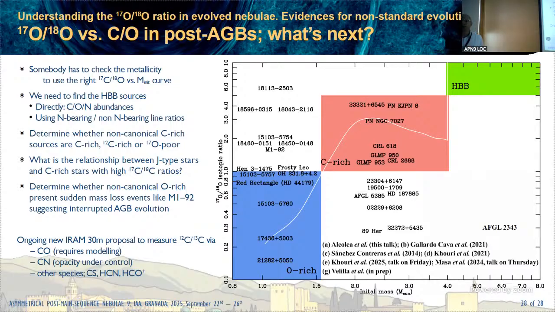I guess we need to check metallicity, but of course for this very obscure object that will be tricky because these curves change with the metallicity. We probably need to find at least some hot bottom burning source. And we need to determine whether these carbon sources are reaching 12C or all kinds of carbons. And also determine whether all these objects that were supposed to be carbon rich and end up being oxygen rich are all the result of interrupted AGB evolution. And that's about it. Thank you.